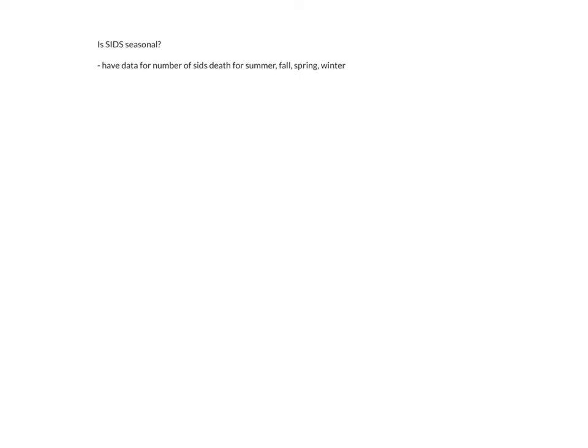In these examples, we'll be practicing step 1 and step 2 for chi-squared goodness of fit. Our first example is going to look at the question, is SIDS seasonal or not? That is, sudden infant death syndrome, something that occurs at higher or lower rates depending on the season?